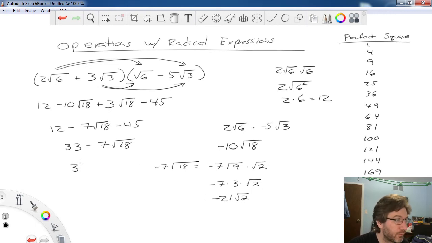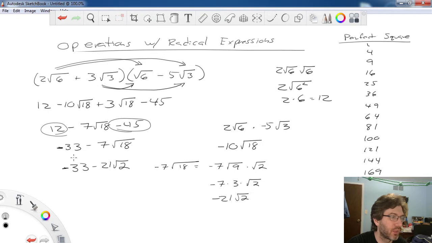So this is going to be 33 minus 21 square roots of 2. And you're going to have to leave it like that. No, it's not. This is negative. This is a negative 45 plus a positive 12. Gives me a negative 33. So watch your signs. Just double checking what I did, making sure things make sense. You could also look in the book and see what the answer is there. Yeah, that's your answer.